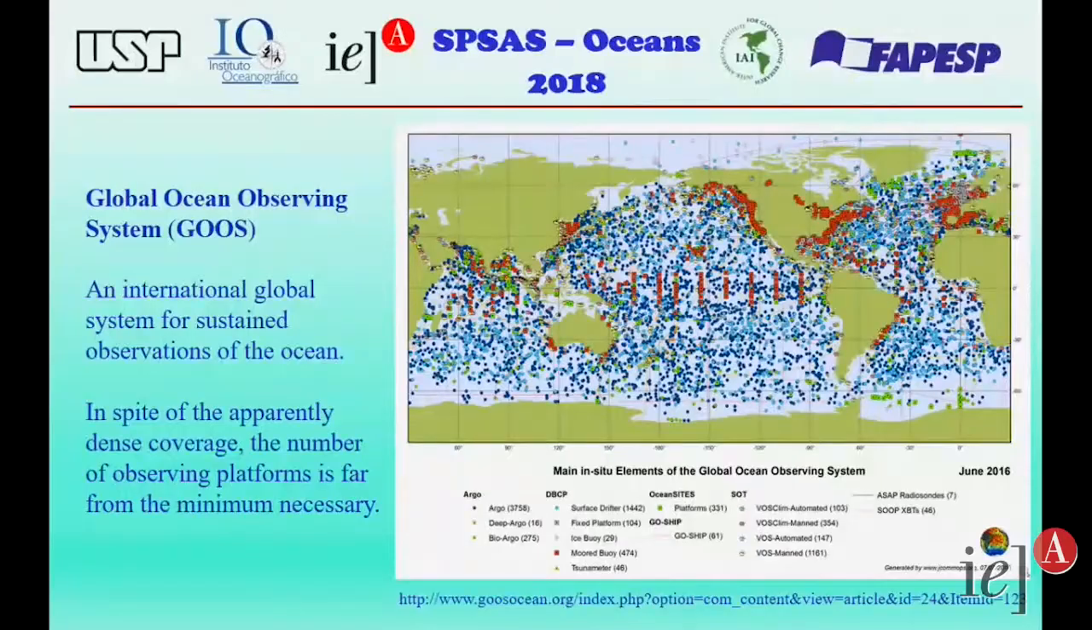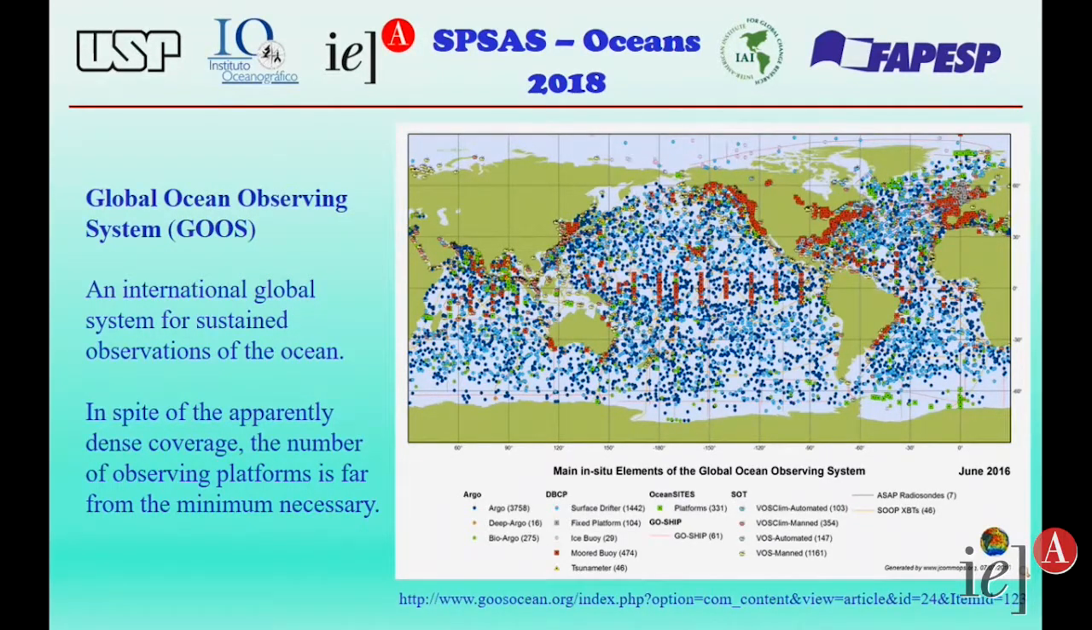This is what we call the Global Ocean Observing System. GOOS is an intergovernmental institution maintained by almost all countries in the world that are trying to put together an array of observation resources and stations. And this is what we see on the page. I downloaded this in June 2016, so this is very updated.